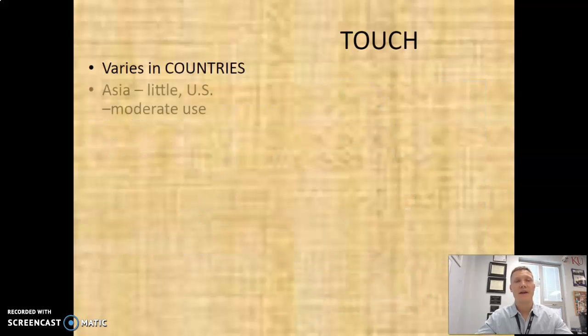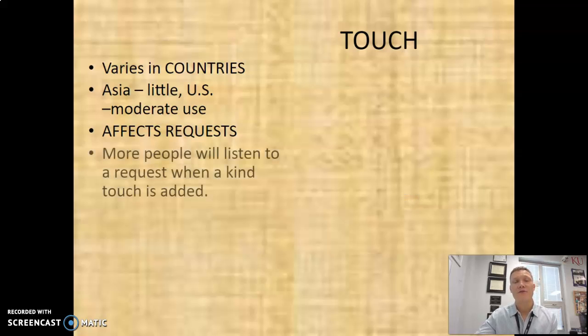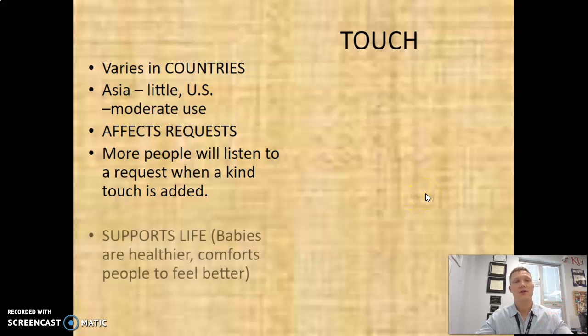Touch, again, varies in country. For example, Asia would have little. The US would have moderate, and other Eastern European and Western European countries may have high. Affect request is when you're adding nonverbal touch to try to accentuate your meaning or care you have, to try to have a positive affirmation, in this case, a yes to a request.